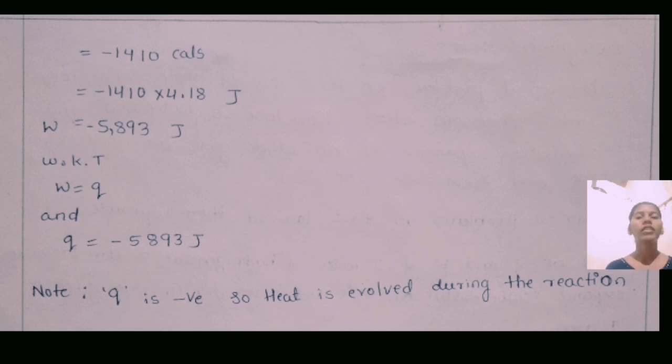We know that W is equal to Q and Q is equal to minus 5893 joules. Note, Q is negative, so heat is evolved during the reaction.